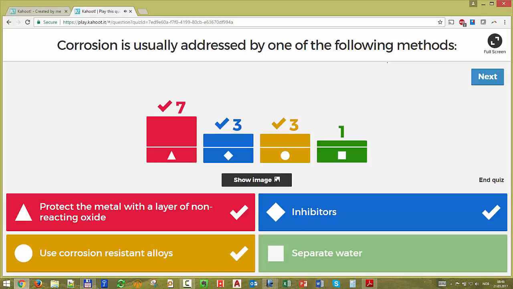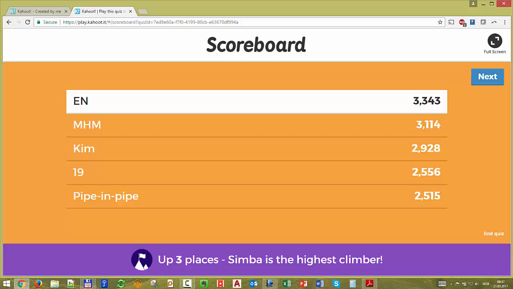Protect the metal with a layer of non-reacting oxide, inhibitors, or use corrosion resistant materials. That is not economic for long transportation distances. Separate water. If we are talking about in-well, it's very difficult to have downhole separation. Again, to separate exactly all water is extremely difficult. People have the dream of subsea processing, so that you cannot inject corrosion inhibitor for the main transportation line, but you have to separate water before, but we are not there yet.